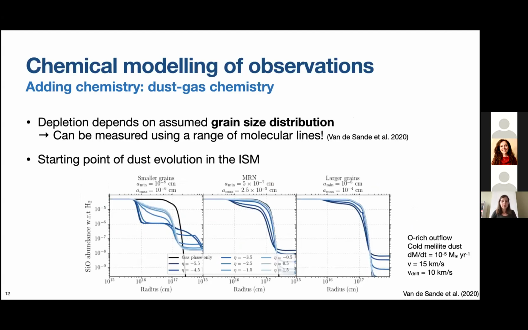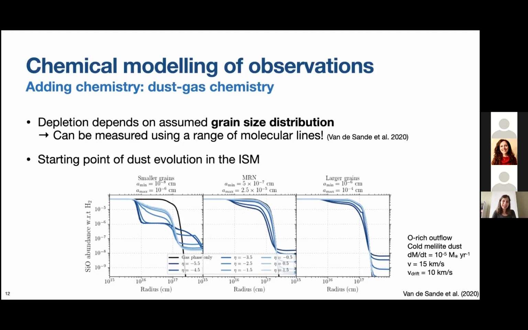Regarding the discussion on Monday, we also found that the depletion of gas phase species depends on the grain size distribution that we assume in our model. Now, this gas phase depletion level can be retrieved from observations. You do need to observe quite a wide range of molecular lines and probe the entire outflow, but you can retrieve the depletion level, and then that can be related back to the grain size distribution using our chemical models. So this is useful to the AGB community, but also to the ISM community, because AGB dust is an important starting point of the dust evolution in the ISM. And these different curves show you the effect of different grain size distributions.